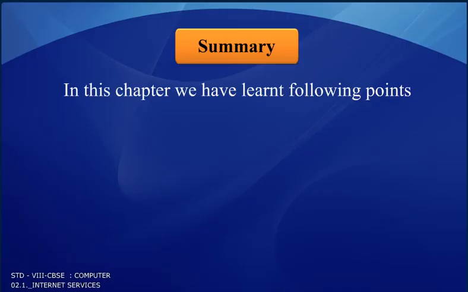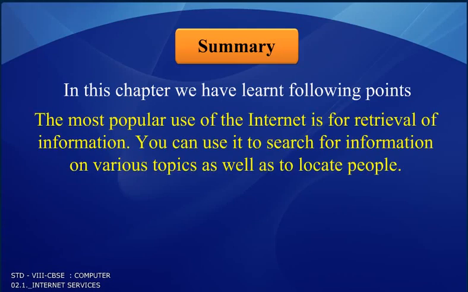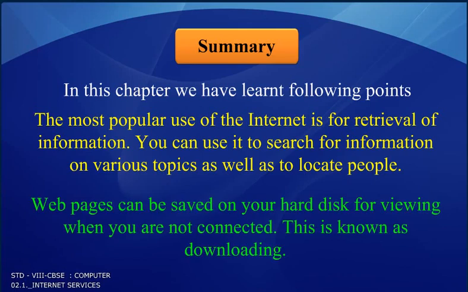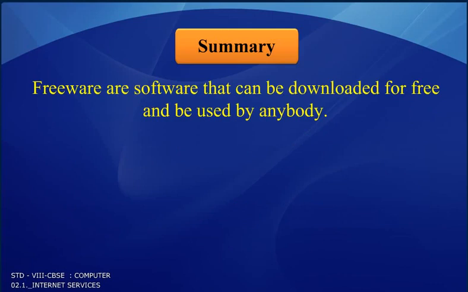Summary. In this chapter, we have learned the following points. The most popular use of the Internet is for retrieval of information. You can use it to search for information on various topics as well as to locate people. Web pages can be saved on your hard disk for viewing when you are not connected, and this is known as downloading. Freeware is software that can be downloaded for free and be used by anybody.